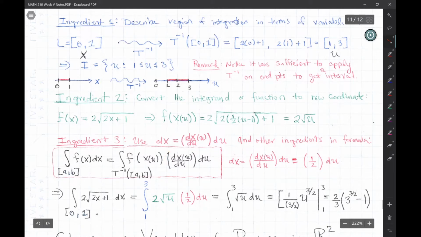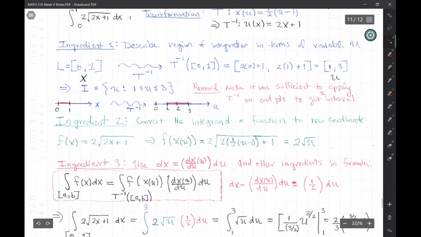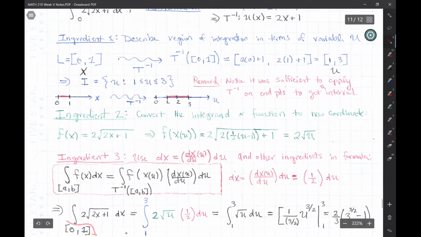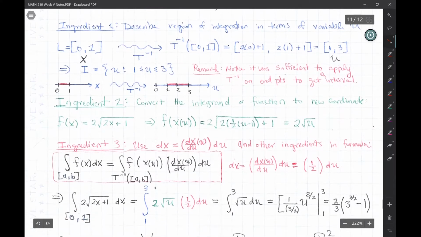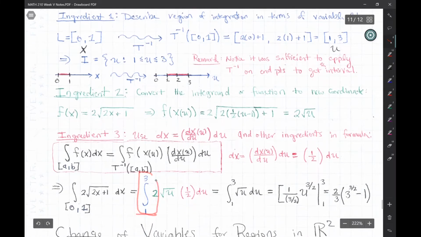Okay, so let's use that formula. Originally our integral was from 0 to 1. In blue, we use ingredient 1: we got the bounds of our integration by applying the inverse transformation, so we now have from 1 to 3. In green here was the conversion of the integrand function, and so we got 2 square root of u. And this last part, in red there, is the length element, ingredient 3.